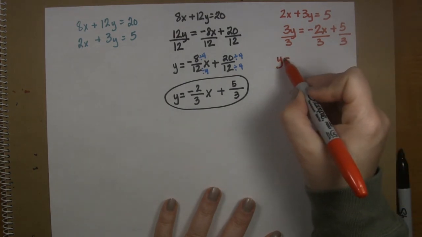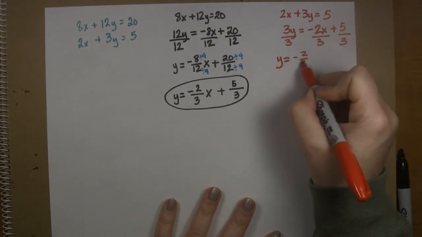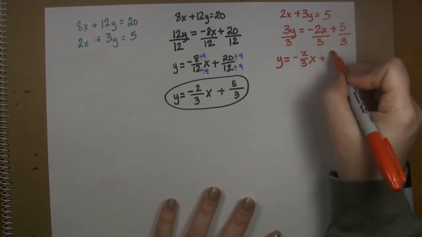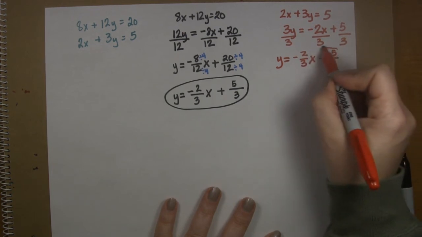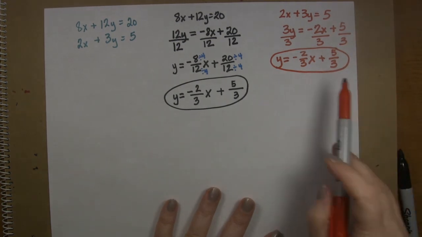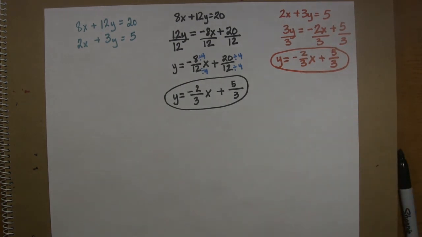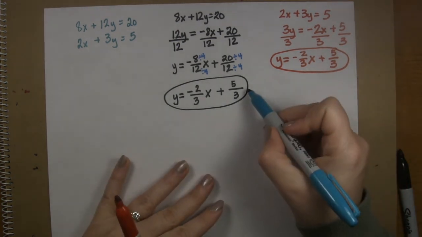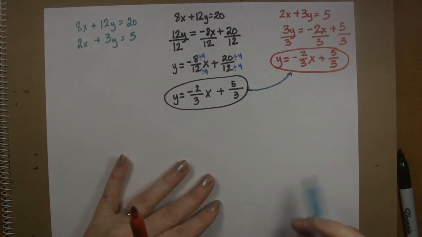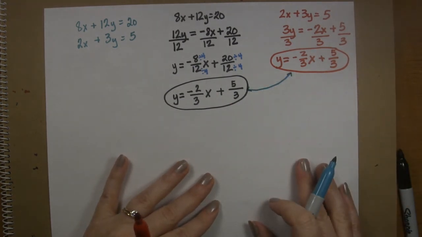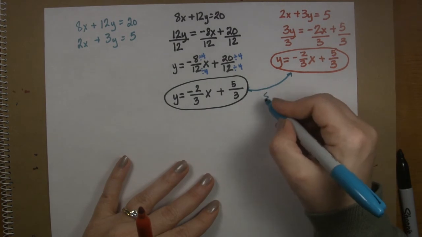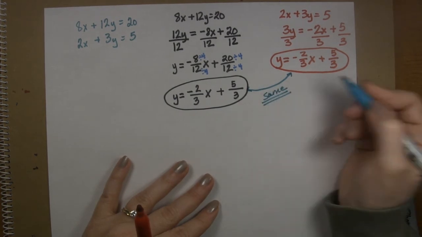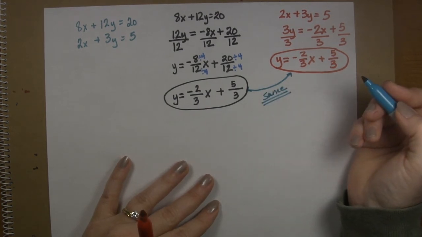So that gives me y equals negative 2/3 x plus 5/3. That is the slope-intercept form for our second equation. Now, if you look at these two equations, you should see some similarities. In fact, you should see a lot of similarities. In fact, they are the same formula. And since they are the same formula, you know that they are the exact same line.